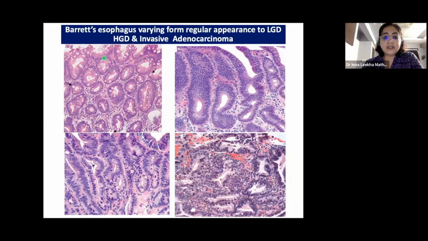Just to show you, this is Barrett's esophagus. This is Barrett's with low-grade dysplasia. It looks similar to an adenomatous epithelium with crowding, but it is still confined to the lower third. This is Barrett's esophagus with high-grade dysplasia. You can see the architectural and cytological atypia, and this one has carcinomatous areas. This is just a carcinoma.